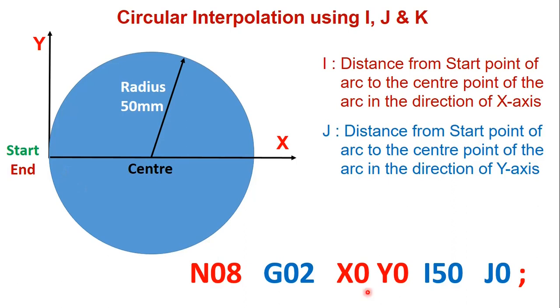It is clockwise, G02. Then I have to define the end point. The end points are X0, Y0, because I am ending at the same point. Then I50, J0. How I50? From the start till the center. What is this distance? That is nothing but the radius of the circle, that is 50. And as I am moving towards positive x, that is plus 50. In the case of J, the start point and the center point have no coordinate change in the y direction. That's why J is 0.